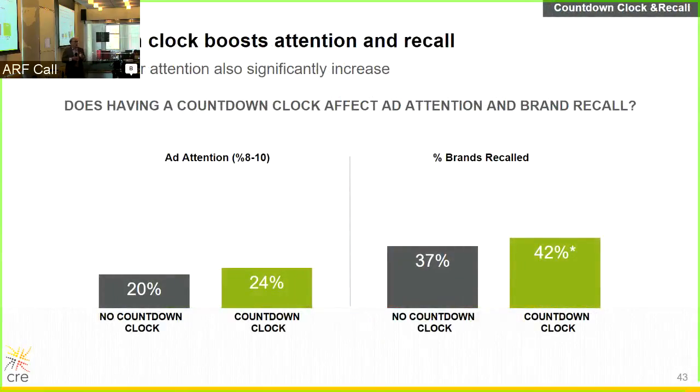This was a big surprise to me. Is everyone familiar with the countdown clock on TV? Evidently, it's a big deal. What we found, I'll show you, people like it, but more importantly, it's effective. So this is ad attention when there's a countdown clock. It goes up, I would say, 20%, from 20 to 24%, which is a 20% increase. And in terms of recall of brands, countdown clock improves the recall of brands, which is a critical measure for advertisers.